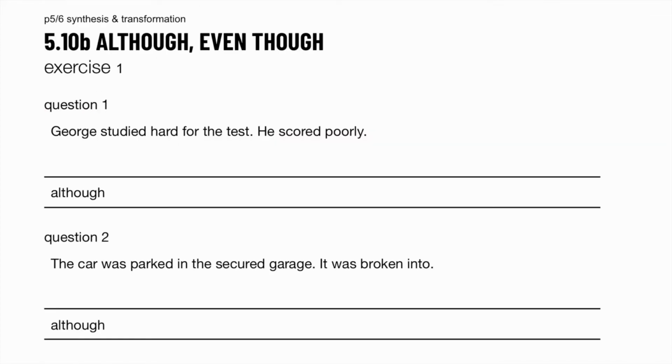Another way to express an unexpected situation is although or even though. So George studied hard for the test, you expect him to do well, right? But he scored poorly, so that's unexpected. So anyway, George scored poorly although he studied hard for the test.